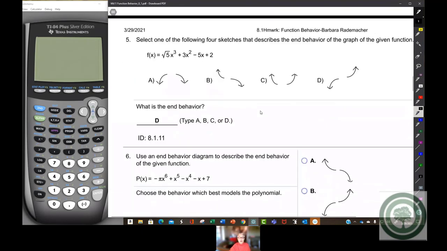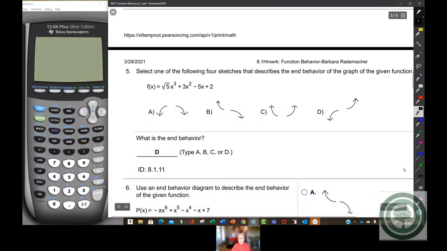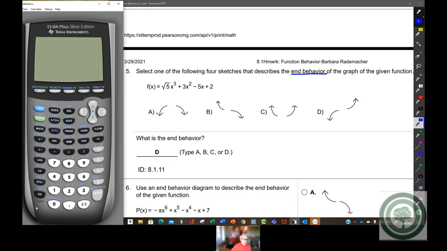What we're going to be talking about now is called end behavior. This is actually fun. It's fun and it's easy. Okay, so there are just really 4 things you need to know. So let's get the calculator. You need to know what y equals x squared looks like. Kind of looks like a U. It's a parabola.